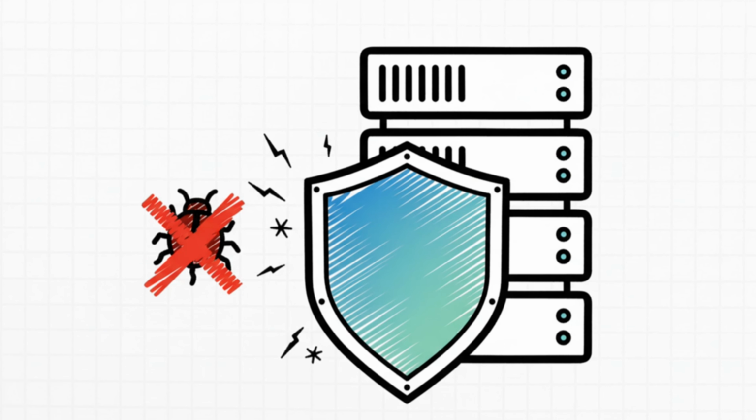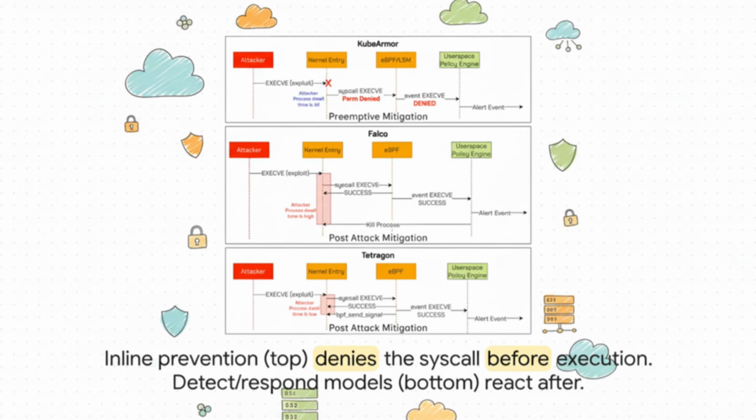Instead of waiting for an attack to happen and then reacting, this whole model is about stopping the attack before it can even execute a single instruction. It's a preemptive game. And this slide, wow, it just says it all. Look at that top diagram. That's an inline prevention tool. The attacker tries to run a bad command. The tool intercepts that request to the operating system, the syscall, before it gets processed, and just denies it, flat out. The attack is stopped cold.